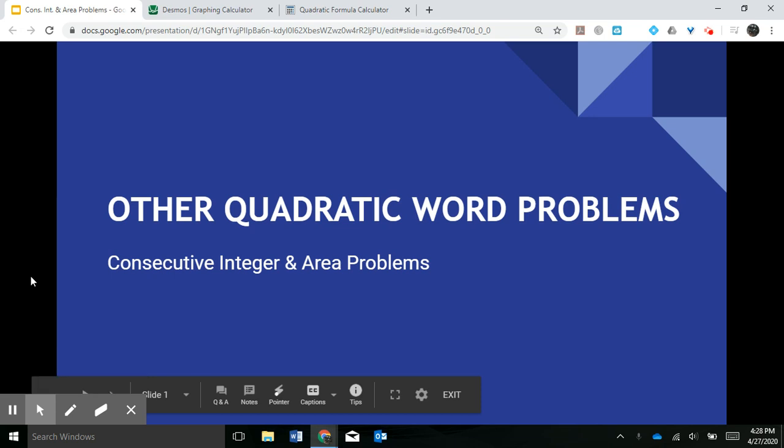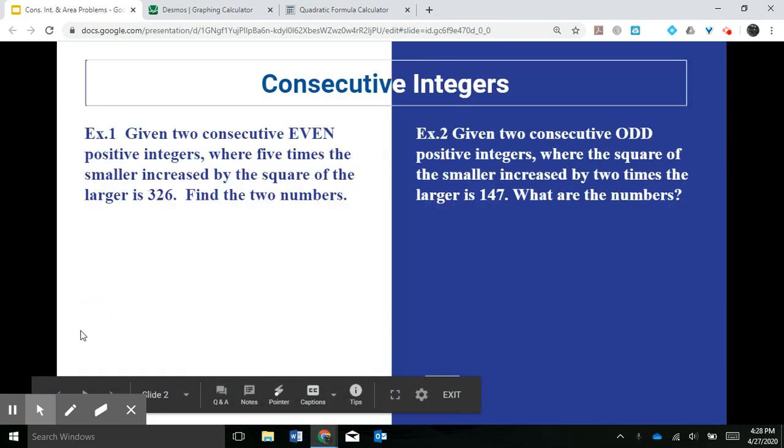All right, everyone. Today is the other quadratic word problems, which are the consecutive integer problems and then the area problems. These will be a little bit easier than yesterday's because they're familiar to you. We did problems just like them first semester, and then second semester they were quadratic. So let's get started with these.